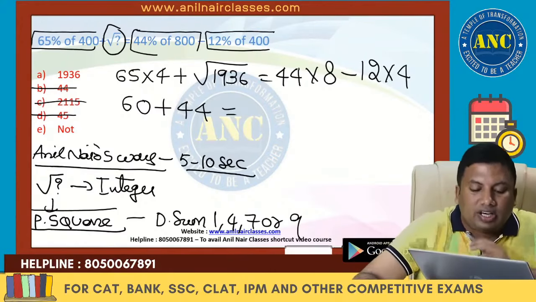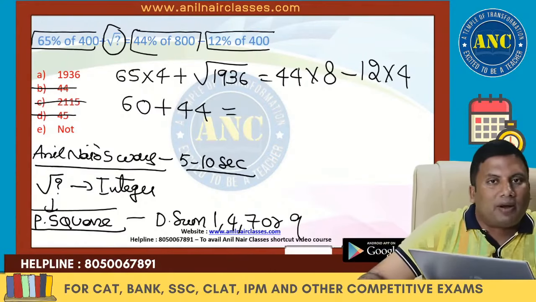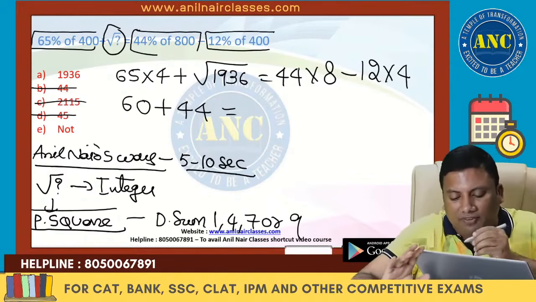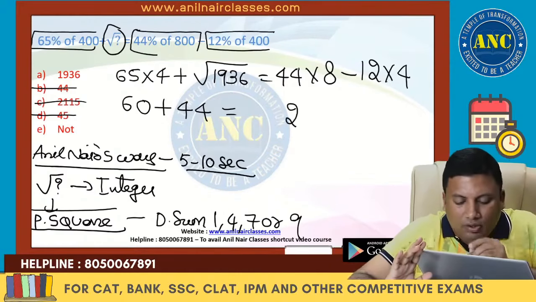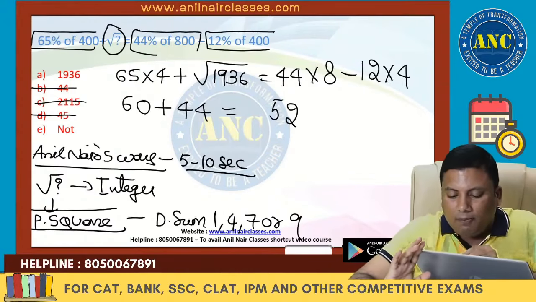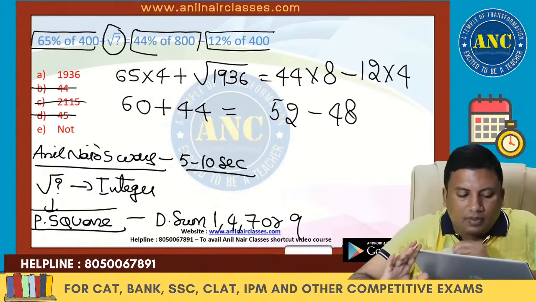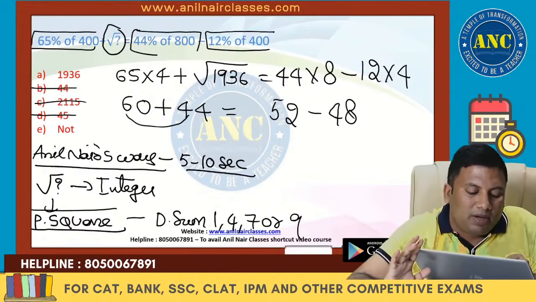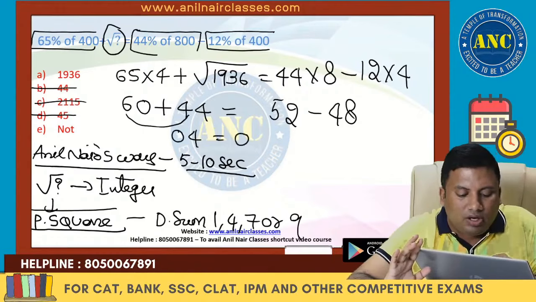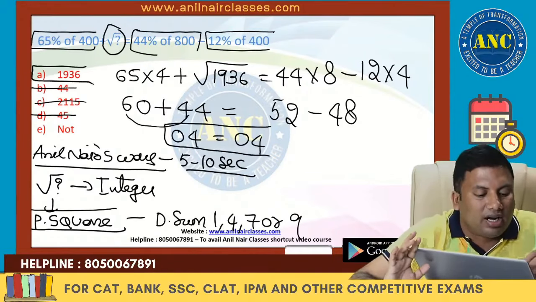Root of 1936. Please watch my previous videos on simplification session 1 and session 2, so that you will understand how to find the cube root of a perfect cube and a non-perfect cube. 8 fours are 32. These 52. Minus 48. 60 plus 44. 104. 04 equivalent to 04. It is matching. Answer is 1936.